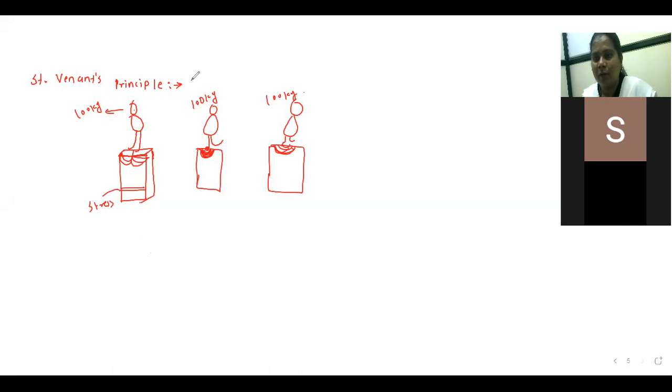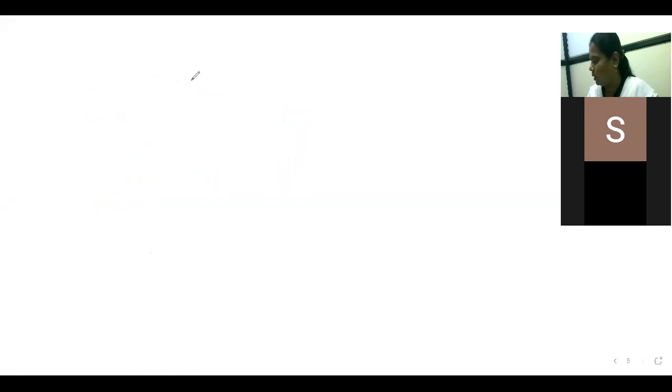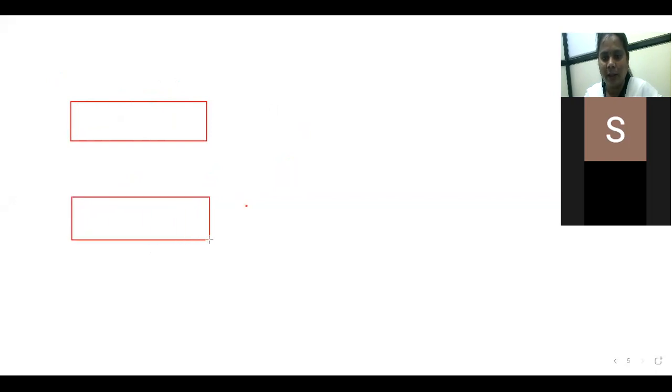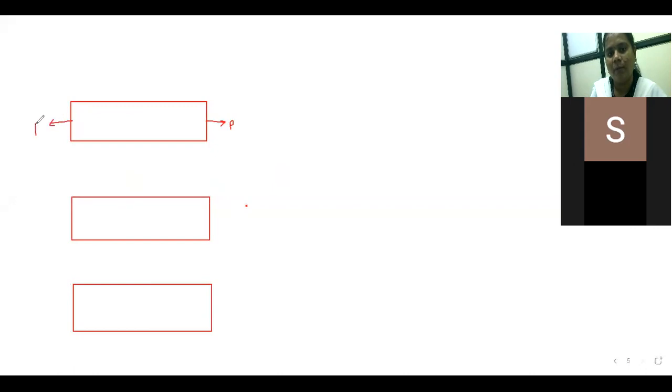But now I will draw figures, so that you will be able to understand our basic concepts. Now you will draw the figures simultaneously with me. Draw these figures. Suppose this is our body 1, this is our body 2nd, and this is our body 3rd. As per our discussion, in the first figure, we are applying load. This is P, and this is load P.